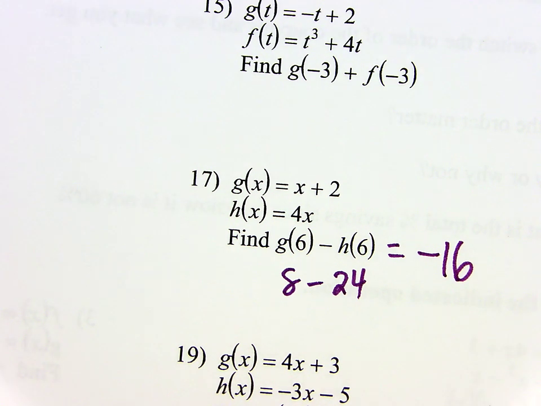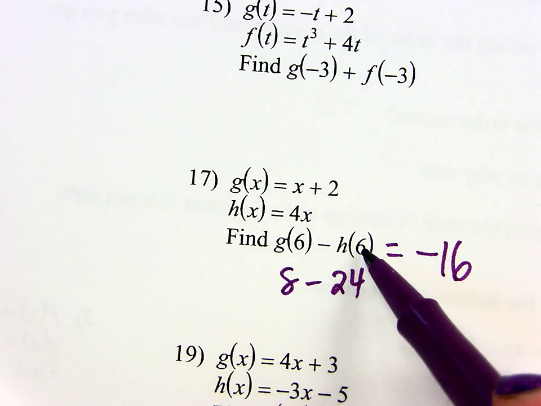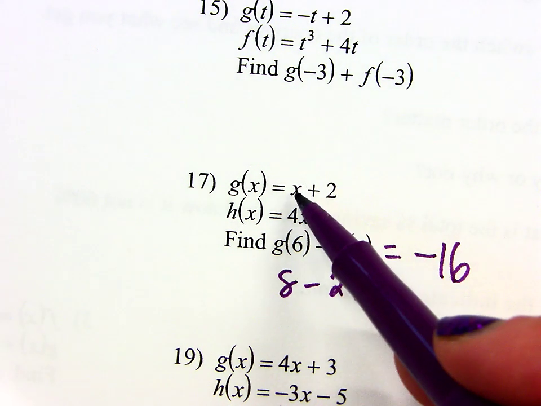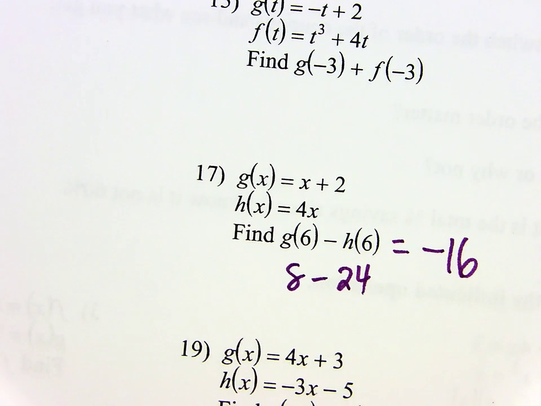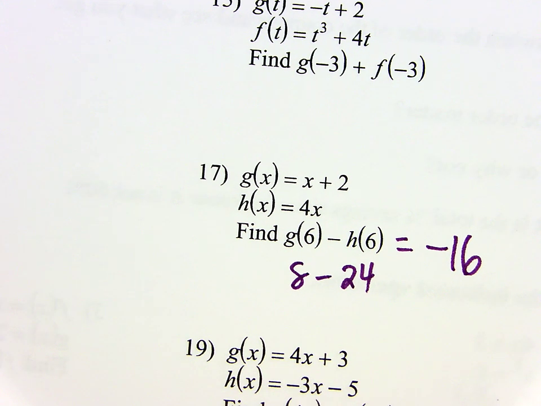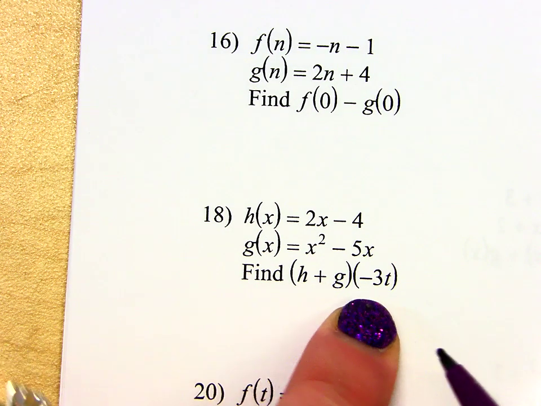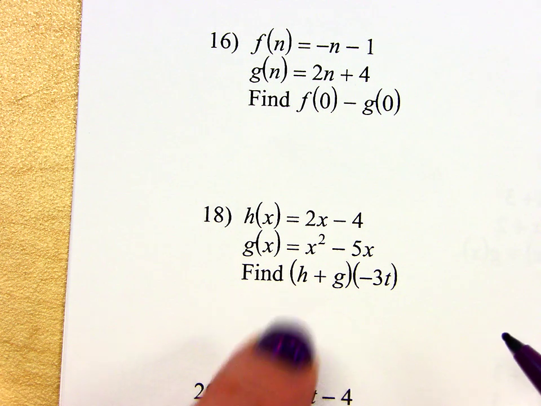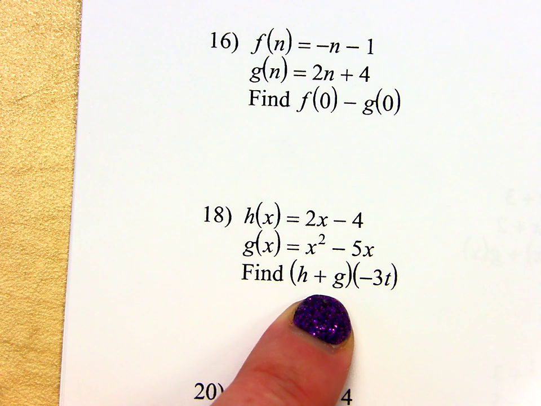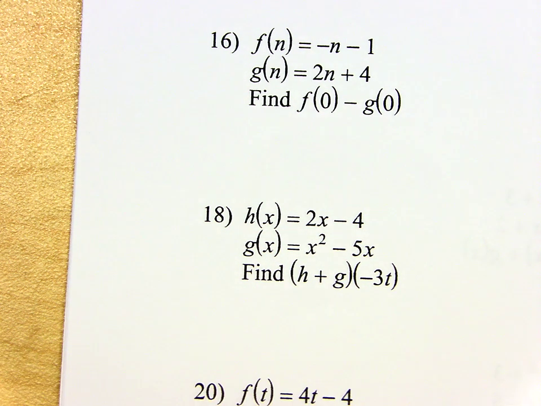Do you see that? Whatever is inside those parentheses is what you replace the variable with. It could be another variable. Whatever is in there, you're just going to take it and dump it into the function. So when I look at 18, for example, there's a negative 3t in there. So what am I going to do? I'm going to add h and g together, and then wherever I see an x, I'm going to replace it with a negative 3t.